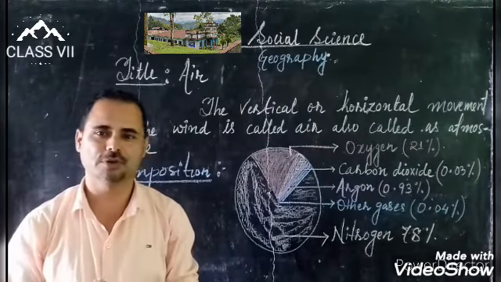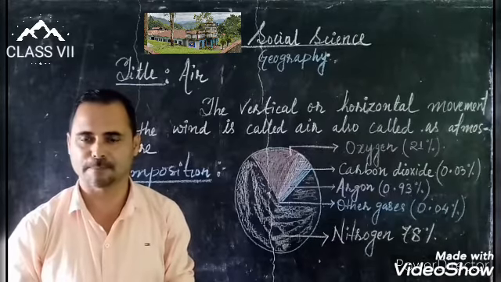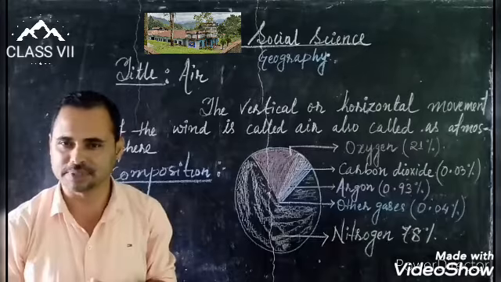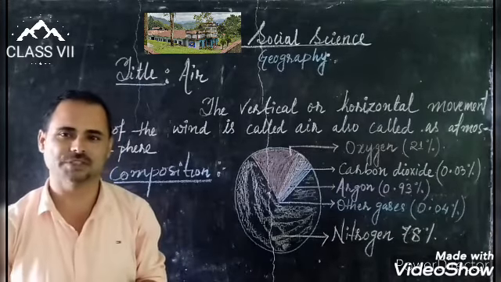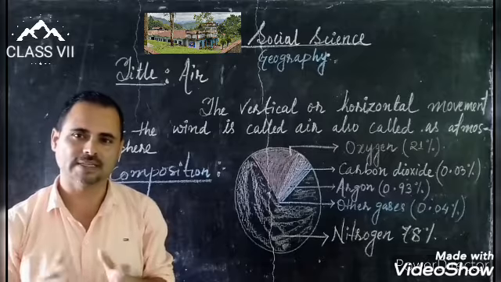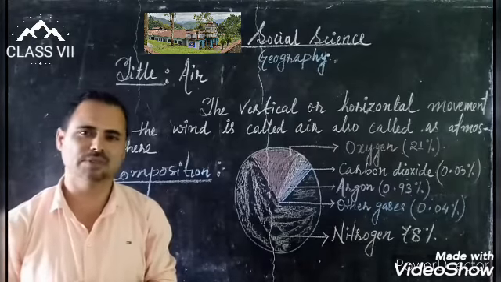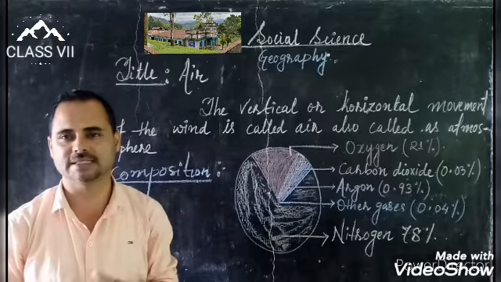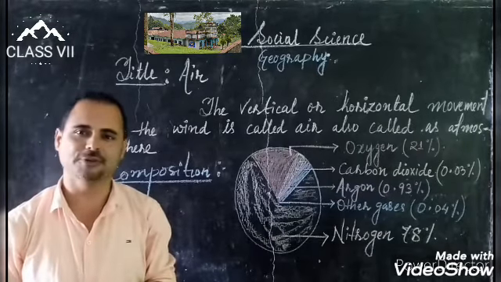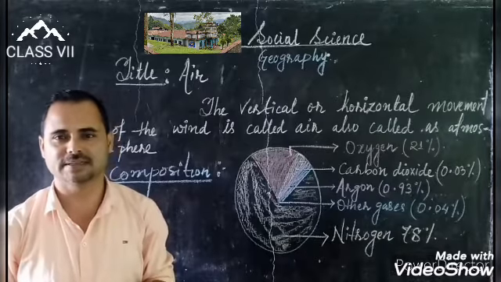Before moving forward to the later part of this chapter, let us try to understand what is air. Children, you may know that one of the most important components for all the living creatures existing on this planet is air. Whether it is plants, animals, or aquatic animals, whatever living creatures we can see in this environment, they need air for their survival. So what is air? Let us try to understand that first.